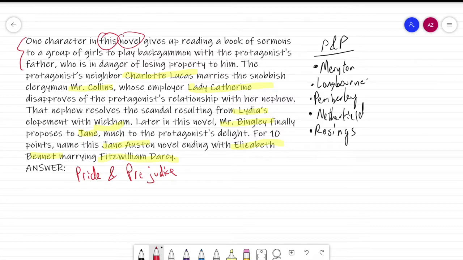So this scene is not going to give us very much information telling us what specific book it is, but it will give us the mood of the book that we're looking for. If we look at it, it talks about playing backgammon and also a book of sermons. So this can set the stage for us: your mind, or at least my mind, starts to think British literature, specifically Regency era stuff. Just based on this, I would probably say that it's a Bronte work or an Austen work.